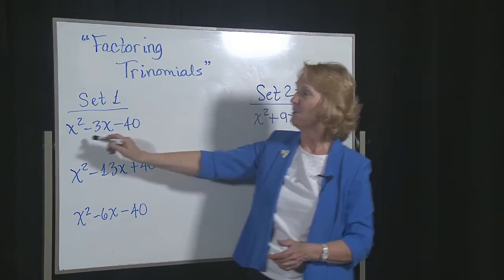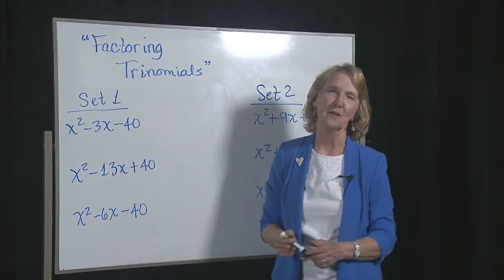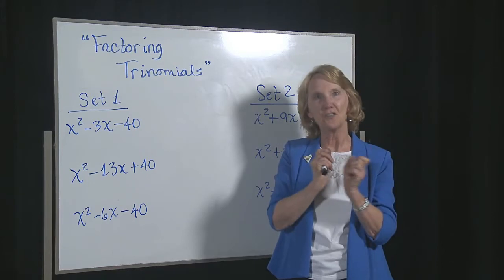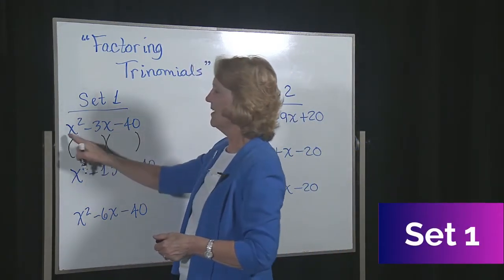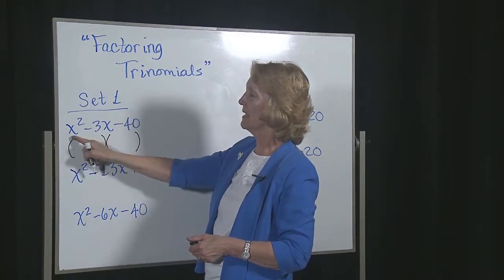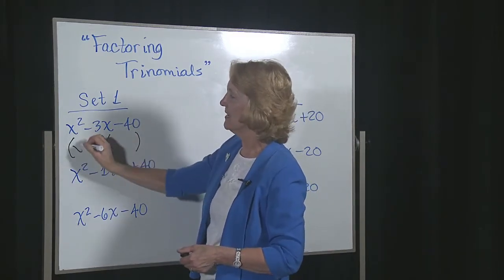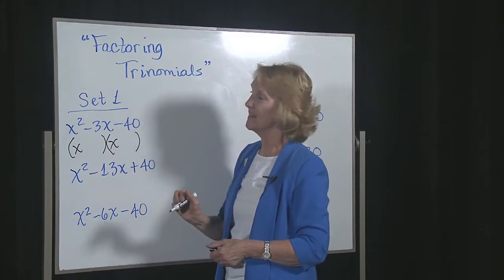We're going to be given a trinomial, which means you have three terms, and we're going to break that down to two factors that are binomials. Okay, let's get started. First term comes from first times first. So x squared came from x times x.